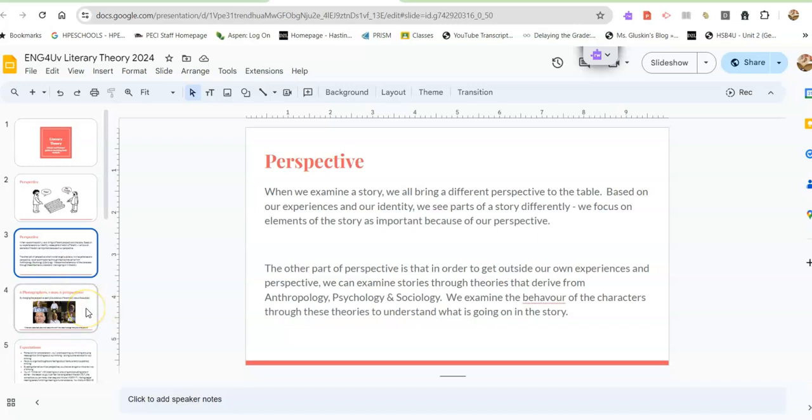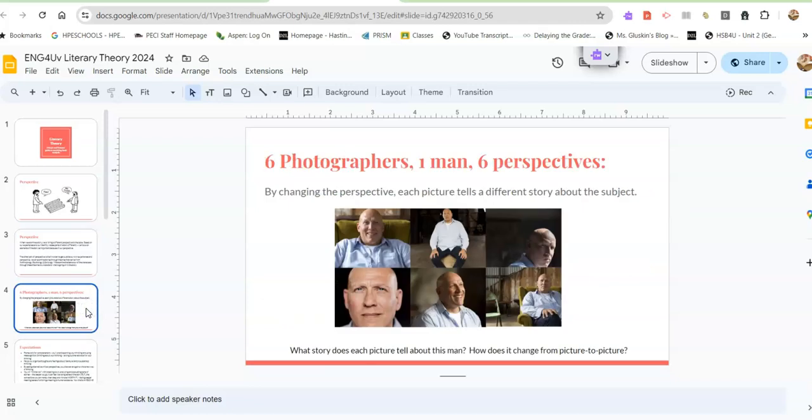And so perspective or lens is essentially the same thing. We're going to look at these stories, or we're going to look at these concepts, from different perspectives.